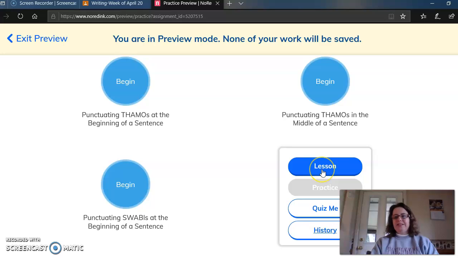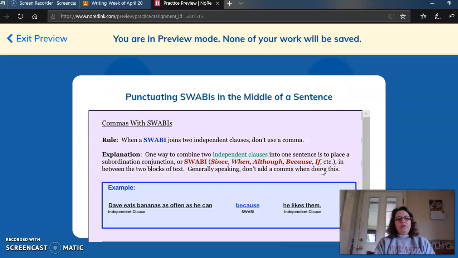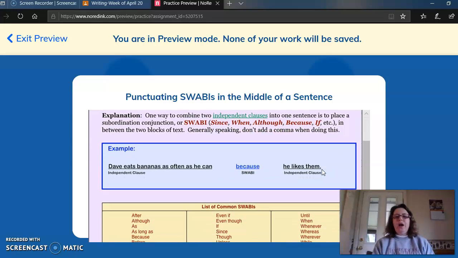And we're going to click on the lesson. You want to look at the lessons for each of these to help you. Sometimes I skip it because I'm just showing you the questions, but I will click on lesson this time. So when a SWABI joins 2 independent clauses, do not use a comma. So you notice you don't put a comma before because when you have 2 independent clauses. Dave eats bananas as often as he can. He likes them. So when you put it together, there's no punctuation except the period at the end. Dave eats bananas as often as he can because he likes them.